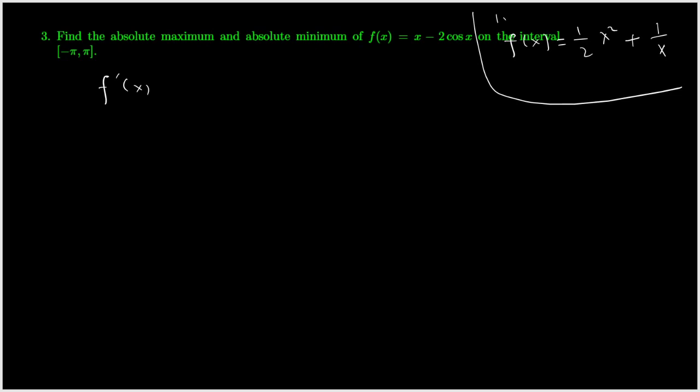The derivative of the function for this one: the derivative of x is equal to 1, right? And then the derivative of cos of x is equal to negative sine. So the derivative of the whole function is 1 plus 2 times sine of x. I know for some people, whenever you see trig, you get scared.